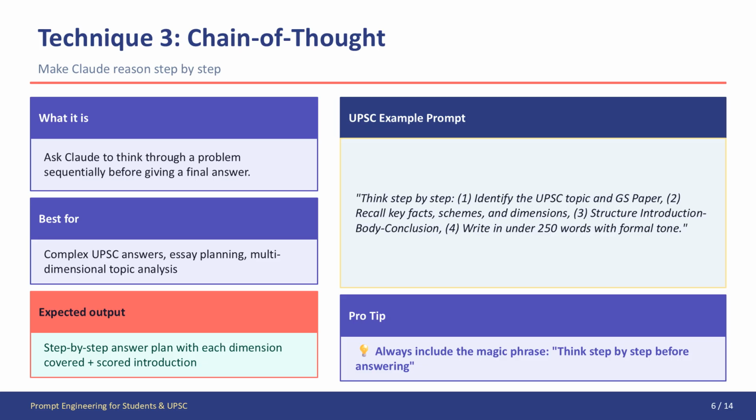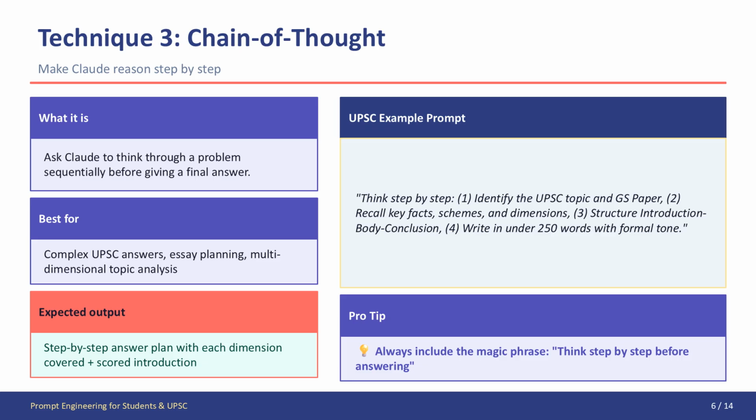Those 4 words unlock a completely different quality of response. For a complex mains answer, I structure it. Step 1. Identify the UPSC topic in GS paper. Step 2. Recall key facts, schemes, and dimensions. Step 3. Structure introduction, body, and conclusion. Step 4. Write in under 250 words with formal tone.